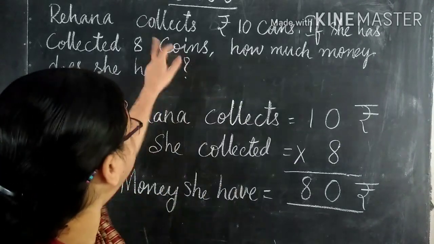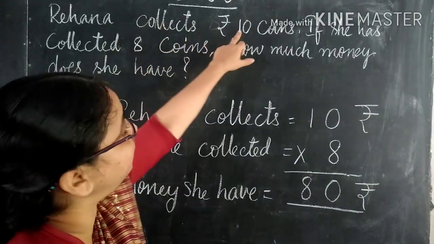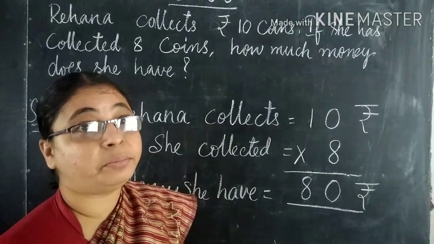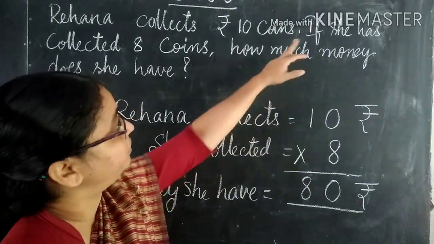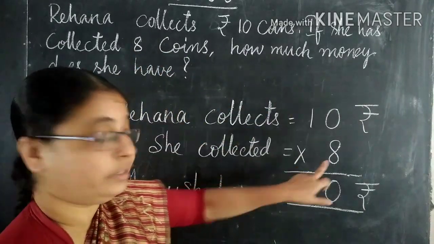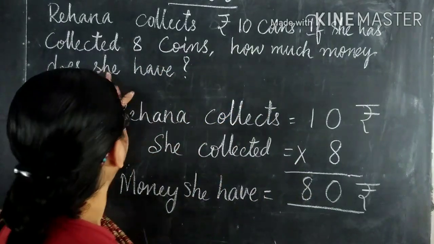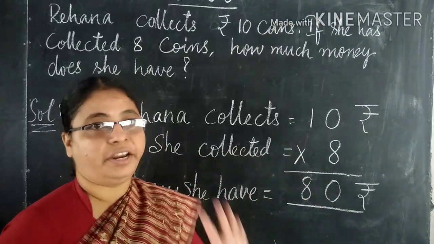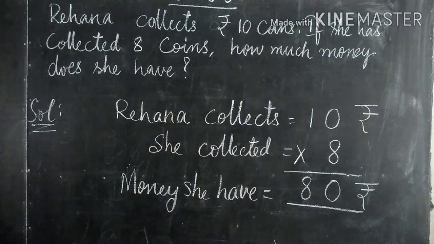Okay? So, here itself it is, Rahana collects. I wrote the whole working here. I did not bring it from somewhere. So, 10 rupees. So, collected. She collected how many? 8. So, money she has. How much? 80 rupees. Okay?